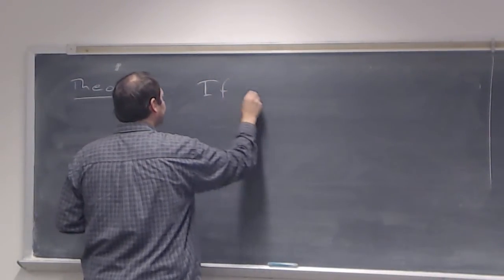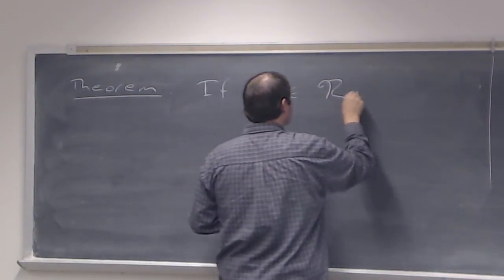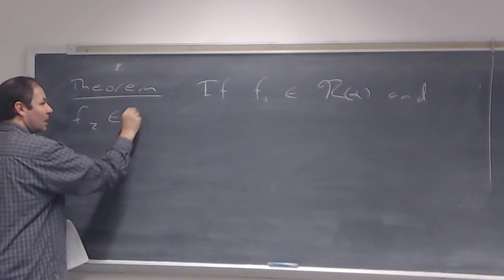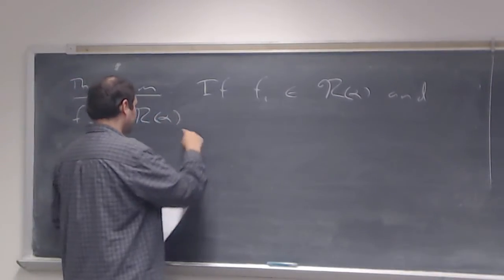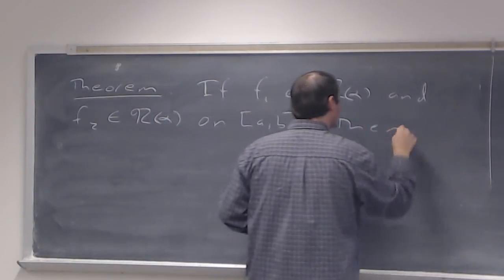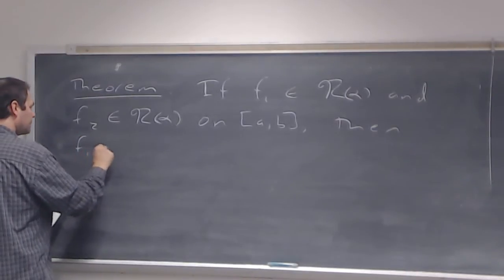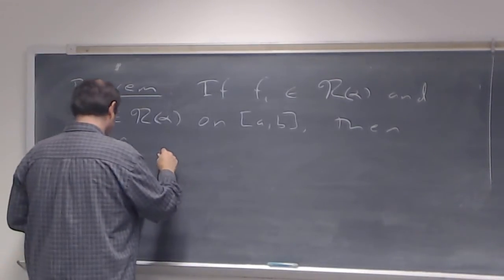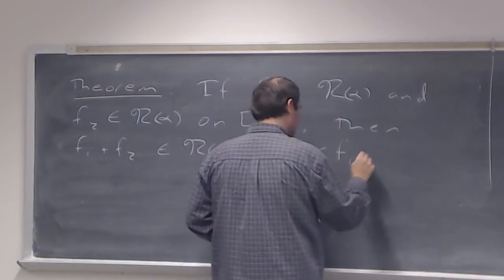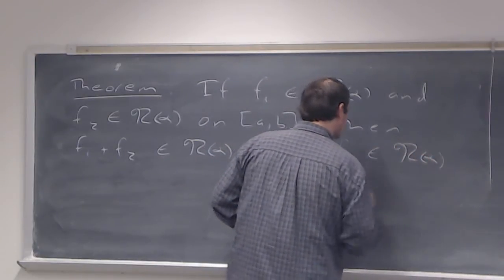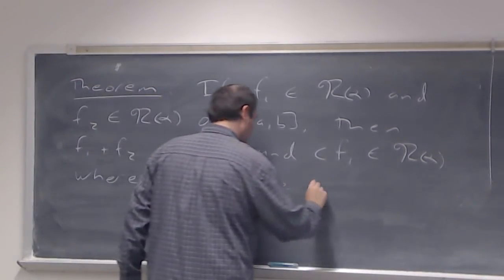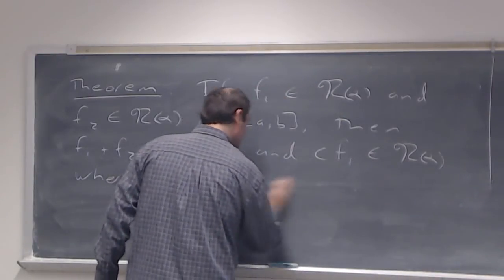It says if f sub 1 is a Riemann-Stieltjes integrable function, and f sub 2 is also a Riemann-Stieltjes integrable function with respect to alpha on the closed interval from a to b, then f sub 1 plus f sub 2 will be Riemann-Stieltjes integrable, and c times f sub 1 will be Riemann-Stieltjes integrable, where c is some constant. So here I'll just say where c is an element of R.